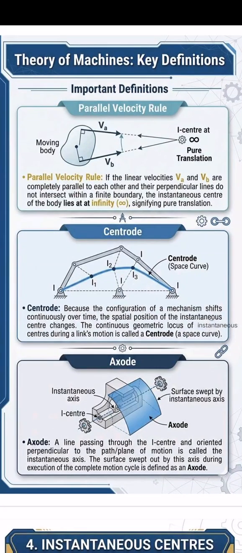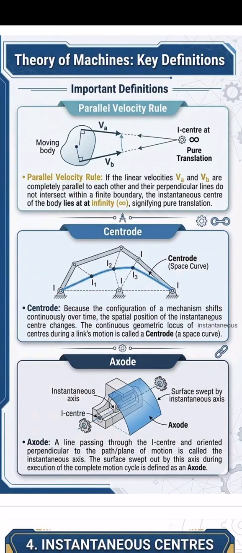Parallel velocity rules. Moving body center at pure translation. If the linear velocities vA and vB are completely parallel to each other and their perpendicular lines do not intersect within a finite boundary, the instantaneous center of the body lies at infinity, signifying pure translation. Centroid.